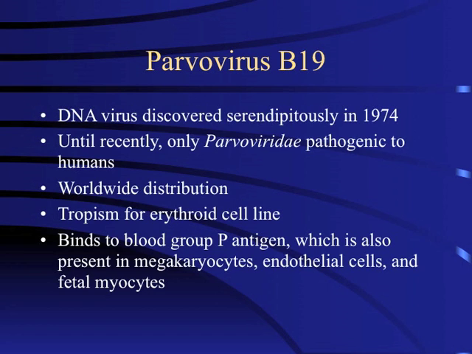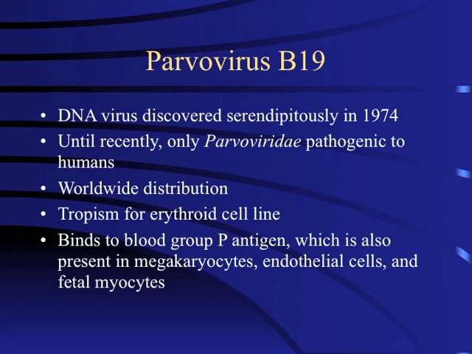And until recently, it had been the only parvovirus that had been described as pathogenic in humans. Now there's been other parvoviruses that have been discovered. It's distributed worldwide, and it has a tropism for the erythroid cell line. It binds to the blood group P antigen, which is present in the membranes of red blood cells, and that's why it causes such a severe anemia.